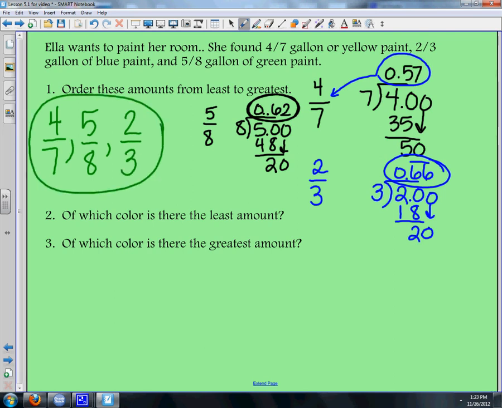Now you have to show your work. If you do it this way, you have to show your work. If you do it the other way with common denominators, you also have to show your work. Of which color is there the least amount? So 4/7 was the least, so that was yellow. And of which color is there the greatest amount, which is 2/3, and that is blue. So she'd probably want to choose blue because she'd have the most paint for her room.